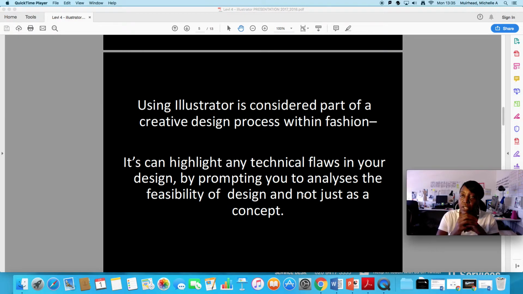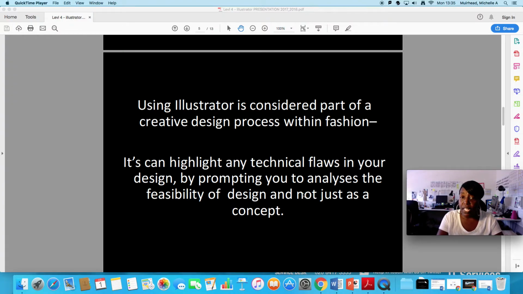So it's really important that you embrace this skill, because it is really embedded within the industry at the moment. It's considered part of the creative design process within fashion. And I say that because some people look at technical drawing and think, oh, it's very technical. I'm not technical. I don't use computers. I'm not very good at using computers. I am not technical. The only reason why I know how to use Illustrator is because, unfortunately, I was forced to use it because the industry uses it. But what I would say to you is that it is part of the creative process.